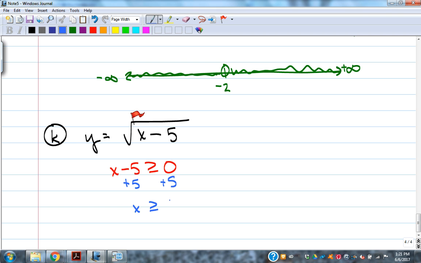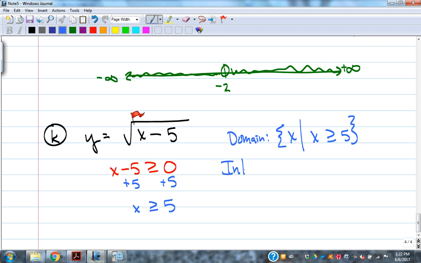X has got to be greater than or equal to 5. Okay. So our domain then, in set notation, x has got to be greater than or equal to 5. Straight, exactly the same thing as you got in your inequality. Just copy it over there.